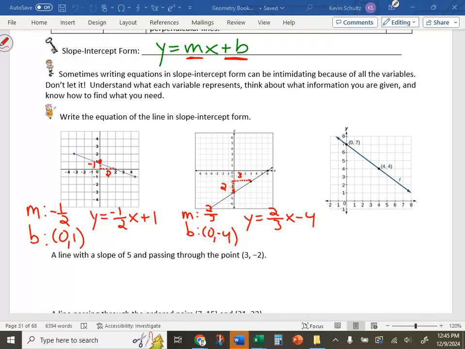Right? Last one, go and try the last one on your own. Again, you're looking for how you get from one point to the next. That's your slope, and then where it crosses the y-axis, that is your y-intercept. And then those two things get put together into slope-intercept form, which is ultimately your answer.